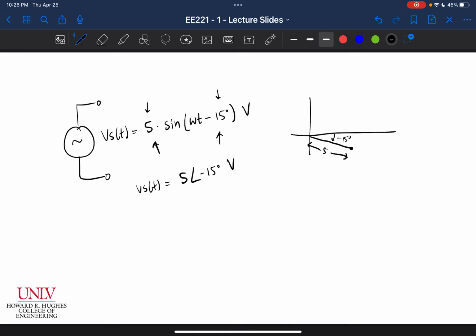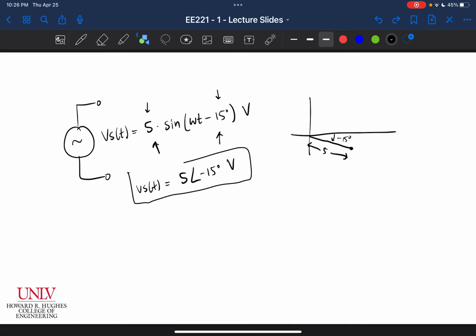I can completely drop the sine part and the omega t part, because, like I said, if I'm solving circuits, other points in my circuit are not going to change anything other than the amplitude and the phase. So I can just represent the entirety of my sine wave like this.